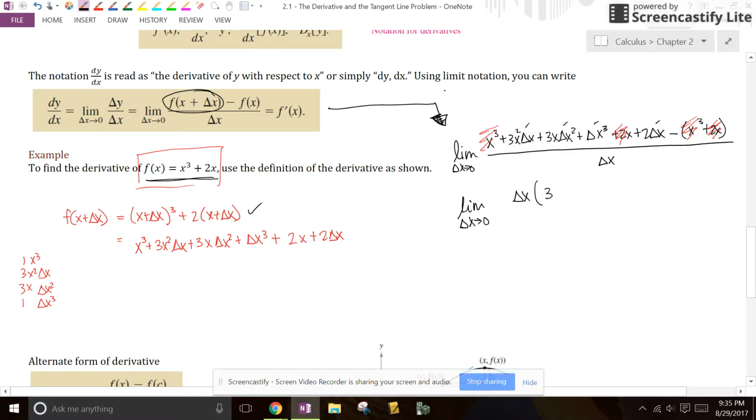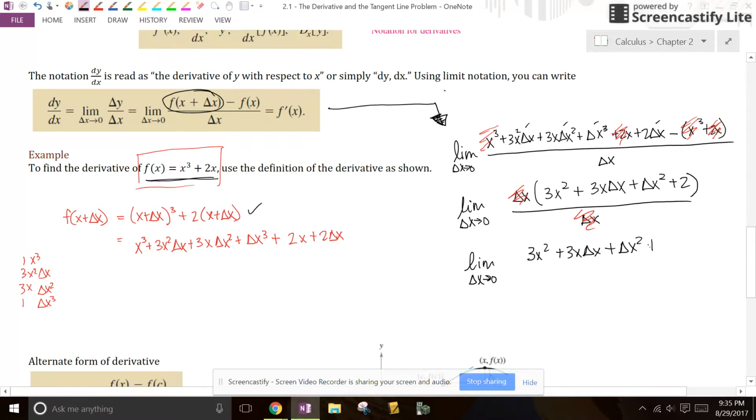If I factor it out, I'm going to have delta x, but then what would I be left with? I'd be left with 3x squared, and now we factored out the delta x, plus 3x, and then there's 2 delta x's there, so there's still one left, and then delta x squared, plus 2, all over delta x. And good news, that cancels again. And you're like, yay, now we don't have 0 over 0 anymore. Life is good. As delta x heads to 0, we have 3x squared plus 3x delta x plus delta x squared plus 2.